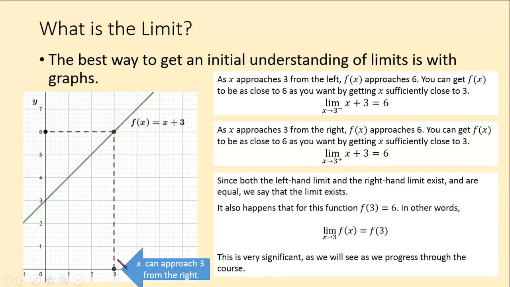Now in this case, it also so happens that the function is defined at x equals 3 as 6. And so we have that the limit of the function as x approaches 3, notice now we don't say whether from the left or from the right, is just saying that the limit as x approaches 3 is going to be equal to f of 3. This will not always be the case. So just recapping what we have said here, the left-hand limit is equal to 6, the right-hand limit is equal to 6, therefore the limit is equal to 6.